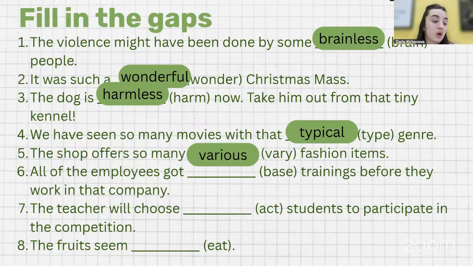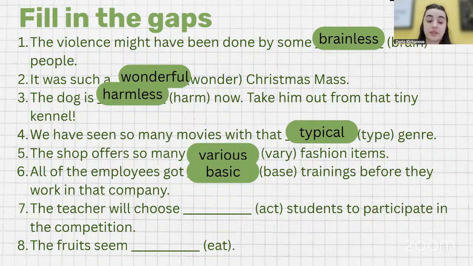Number 6. All the employees got base trainings before they work in that company. All the employees got basic trainings before they work in that company. So here we used the suffix -ic.